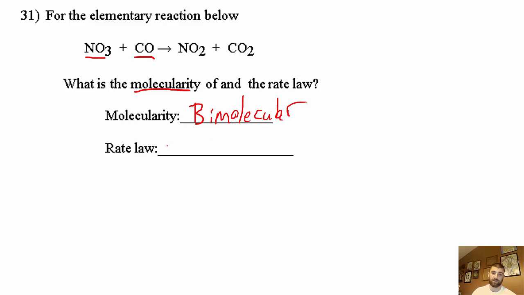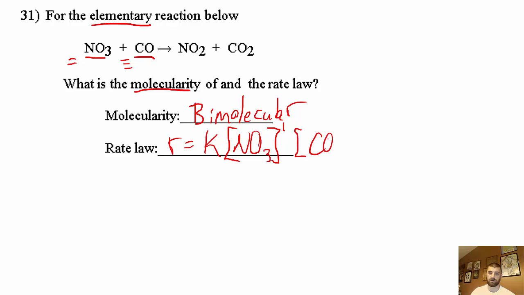And the rate law would be R equals K. And because this is an elementary step, we could use the coefficients to figure out what order it is. So NO3, if it's blank in front, we know that it's really a 1. So the rate law would be R equals K times NO3 to the 1 times CO to the 1 as well.